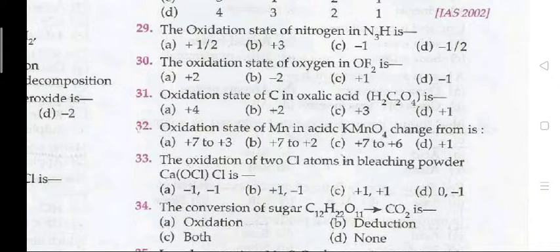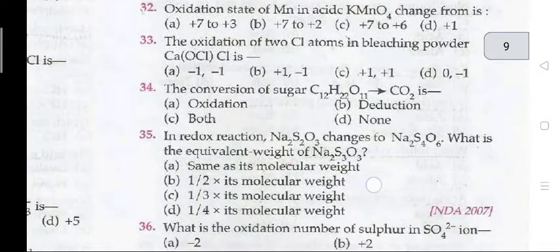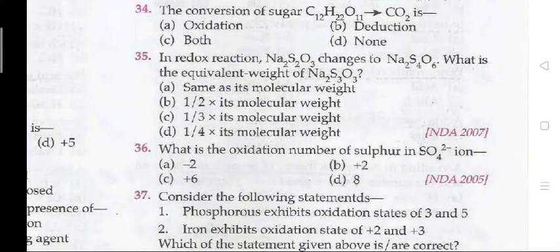Question 33: the oxidation state of the two chlorine atoms in bleaching powder CaOCl2 is, the right answer is B, +1 and -1. Question 34: the conversion of sugar C12H22O11 to CO2 is, the right answer is A, oxidation. Question 35: in the redox reaction Na2S2O3 changes to Na2S4O6, what is the equivalent weight of Na2S2O3? The right answer is A, that is same as its molecular weight.